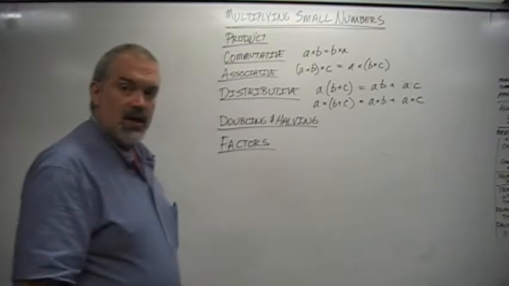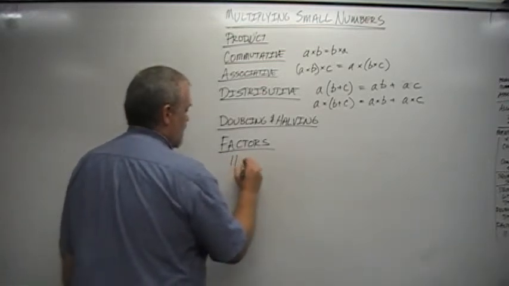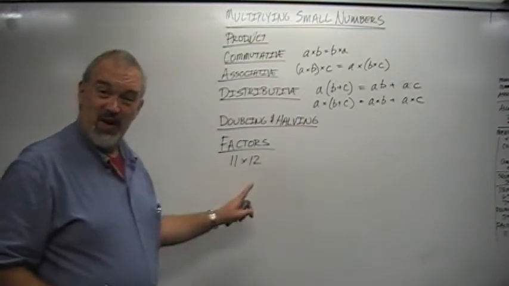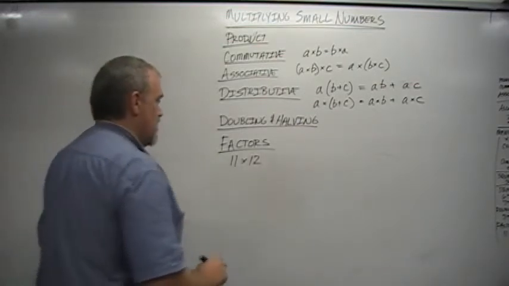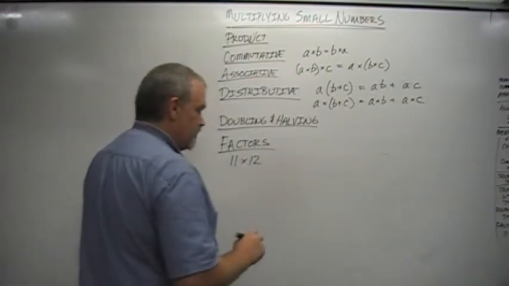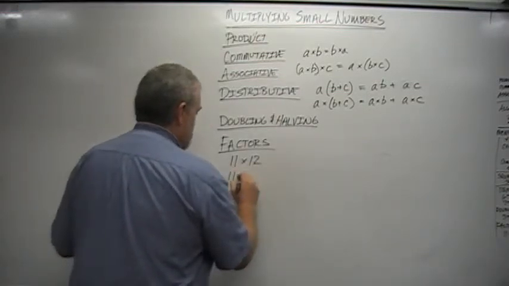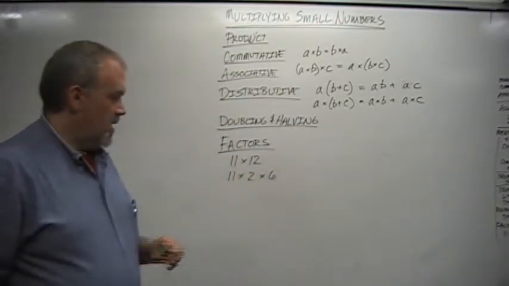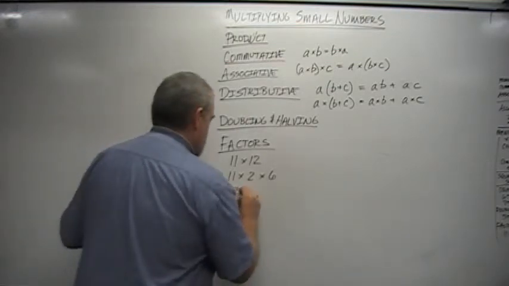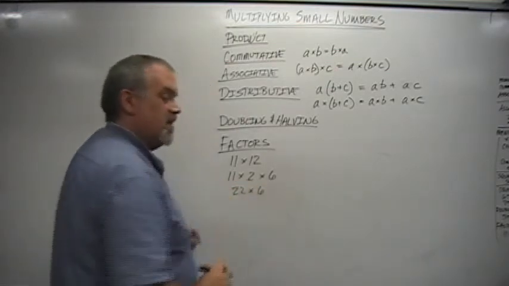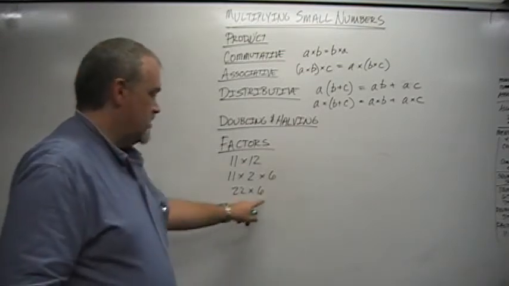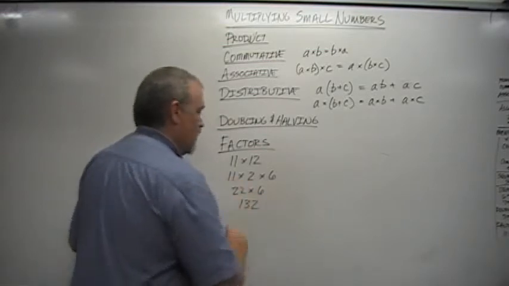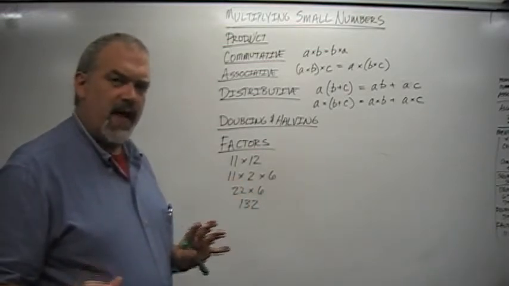So here's an example. Let's say I had 11 times 12. Well, there's not much we can do with the 11, but the 12 we can make a little bit easier to deal with. So what we're going to do is make it 11 times 2 times 6. Okay? Now we have 22 times 6, because 11 times 2 is 22, and 22 times 6 is a lot easier number to deal with, and that is 132. Okay? You might have found that one a little bit challenging.